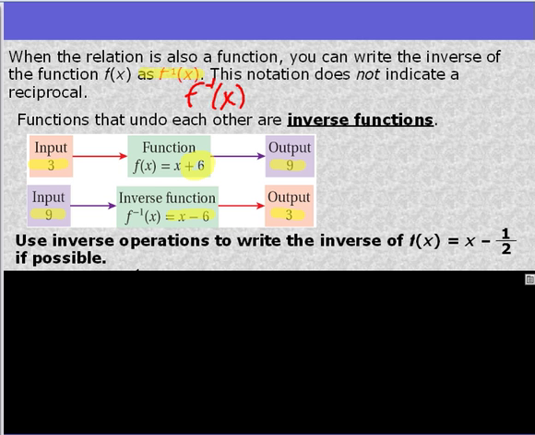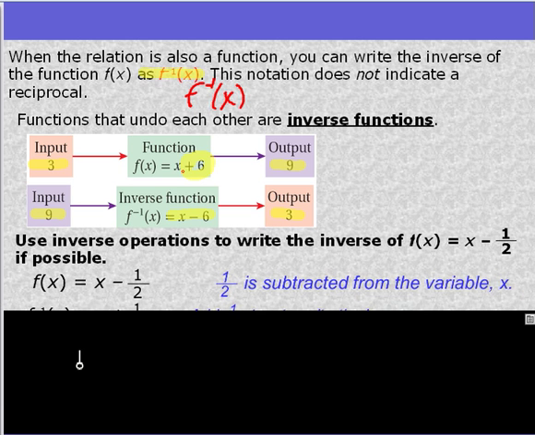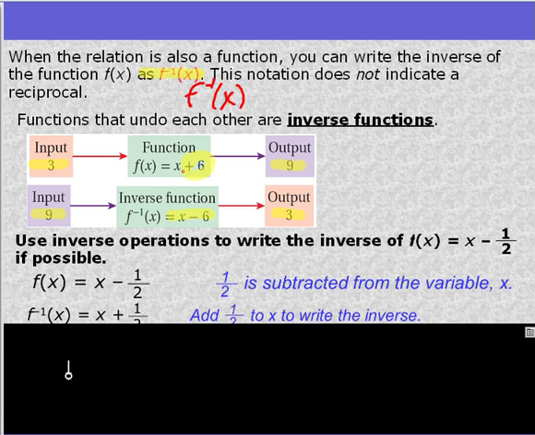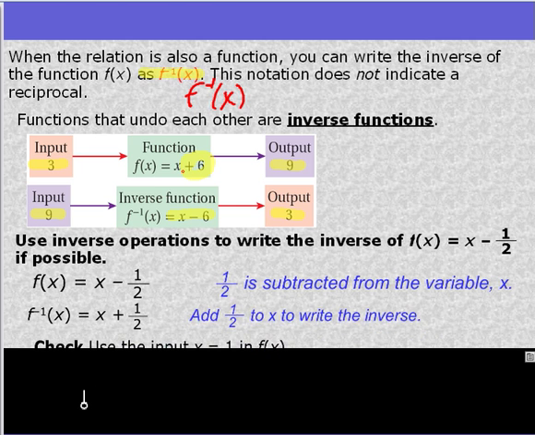But this is kind of a simple way to conceptually understand what's going on. So the function is f of x equals x minus 1/2. So we took x, we subtracted 1/2. How do we undo that? Well, we're going to add the 1/2 back. So how do you undo a subtraction of 1/2? You're going to add 1/2. And for this one, it's just that simple. That's going to be your inverse function.